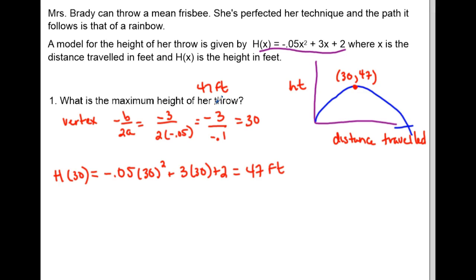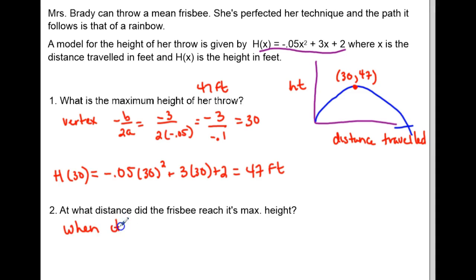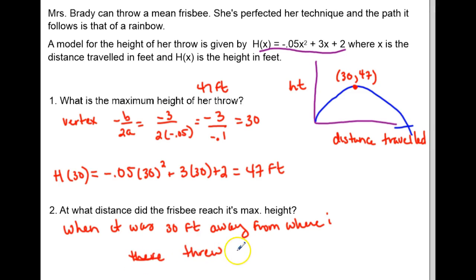Okay? I'm going to go drag my next question up here. My next question says, at what distance did the frisbee reach its maximum height? When it was 30 feet away from where I threw it. So I'm going to say that. When it was 30 feet away from where I threw it. Okay, so that is its distance.